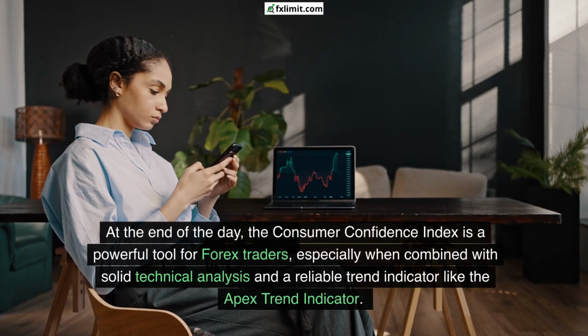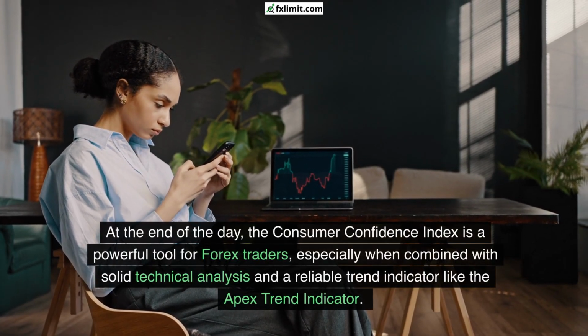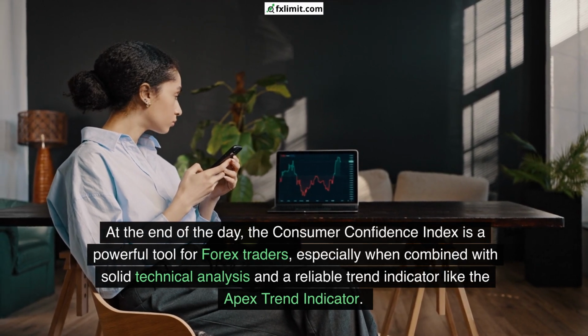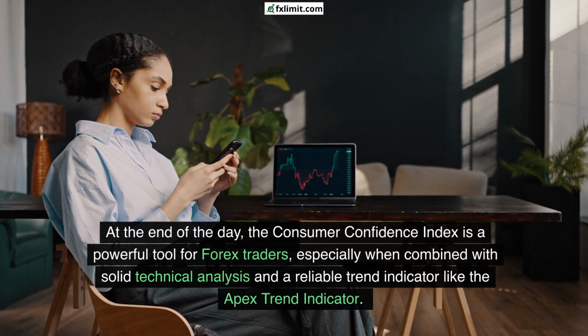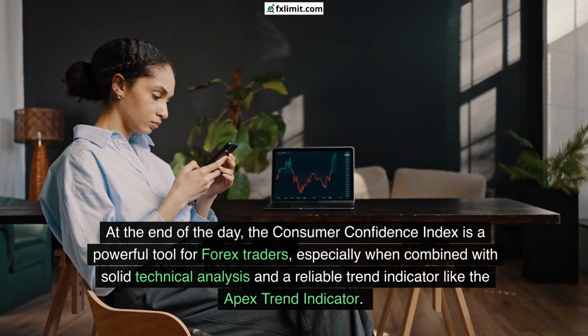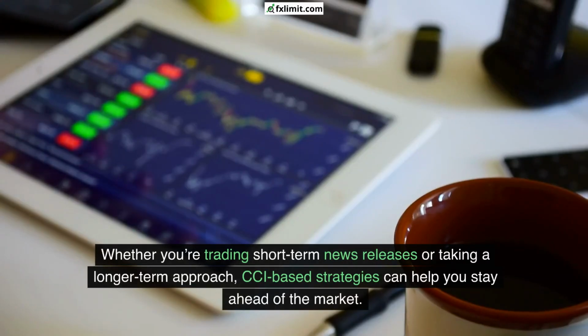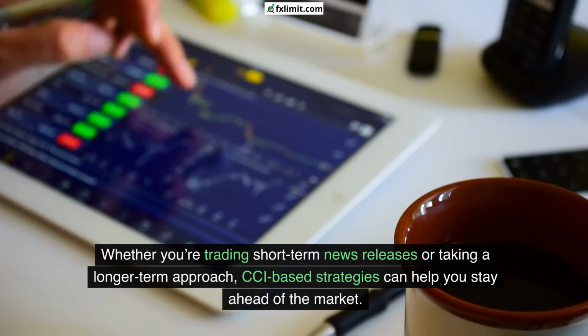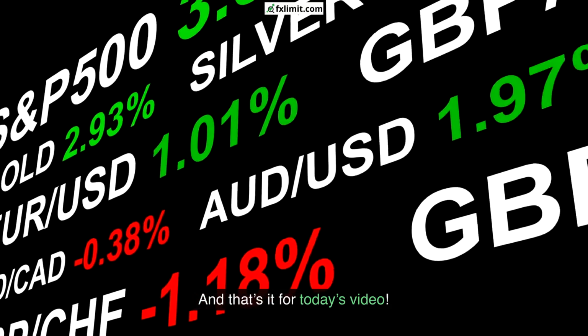At the end of the day, the Consumer Confidence Index is a powerful tool for Forex traders, especially when combined with solid technical analysis and a reliable trend indicator like the Apex Trend Indicator. Whether you're trading short-term news releases or taking a longer-term approach, CCI-based strategies can help you stay ahead of the market.